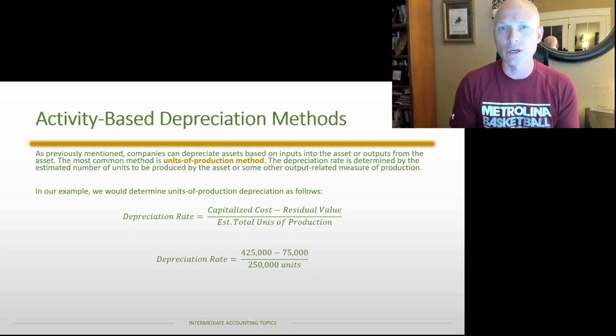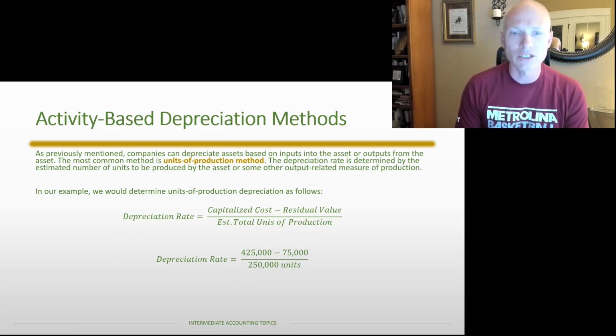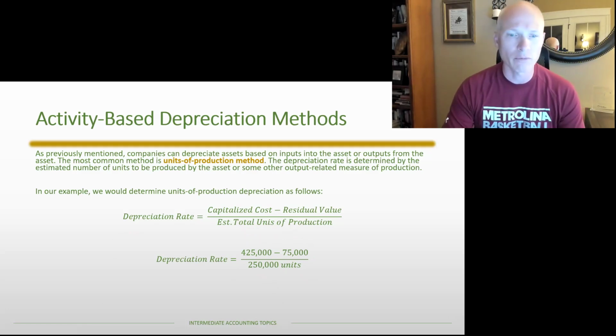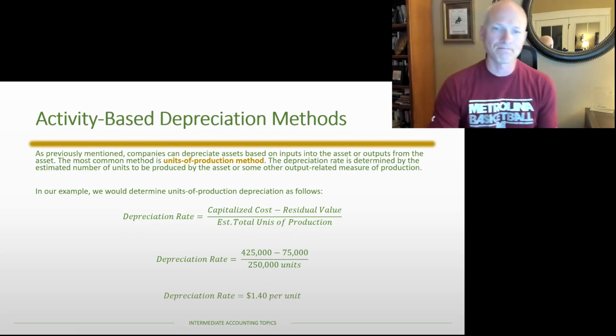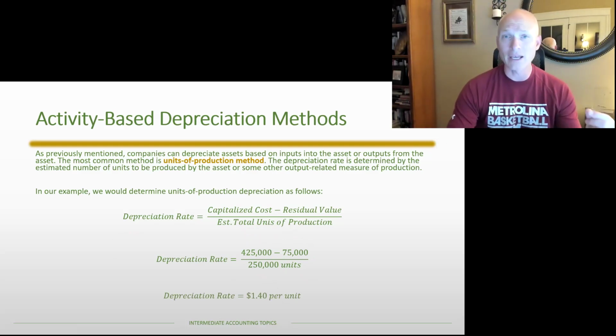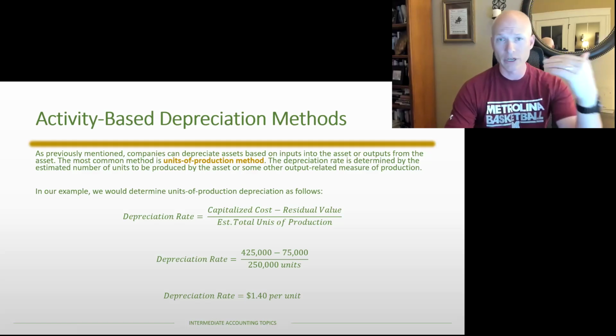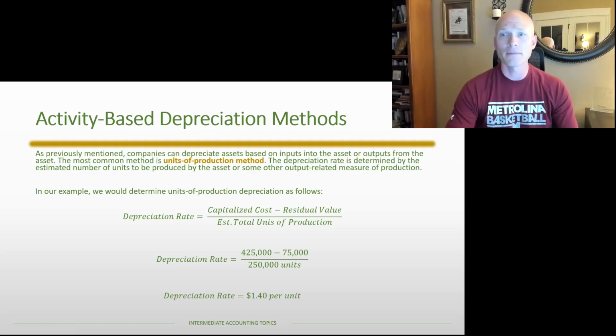Now, obviously we don't know when it's going to reach that. It might reach it in the 4 years. It might take longer. But as soon as you reach that number of units, you stop depreciating the piece of equipment. And so in this case, the rate would be $1.40 per unit. And again, the depreciable base, that 350,000, is still the number. We're just going to get there through production rather than over time.